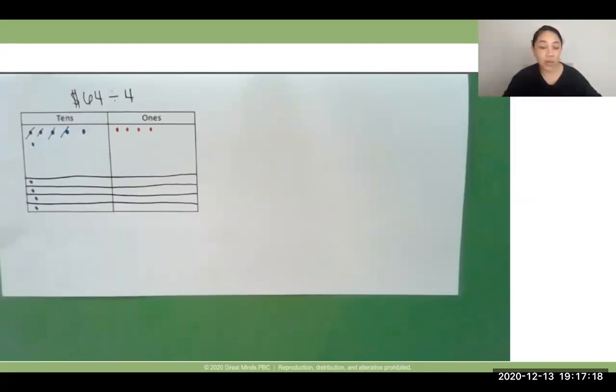Let's model this in our place value chart now. I'd like you to go ahead and pause the video here to exchange the 2 tens for 20 ones. Then go ahead and distribute the ones. We'll compare our work when you get back. Welcome back. Go ahead and take a moment now to compare your work with mine.